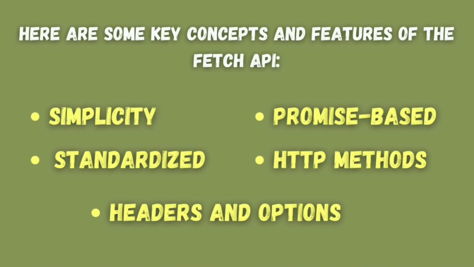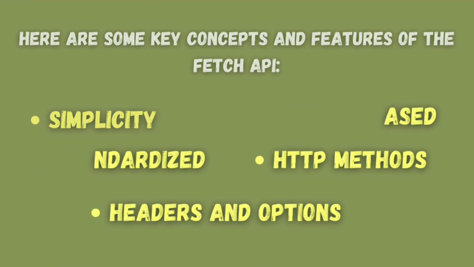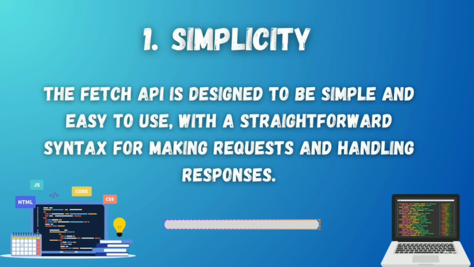Number 1 is simplicity. Number 2, promise-based. Number 3, standardized. Number 4, HTTP methods. Number 5, headers and options. Now let's discuss these one by one. Number 1 is simplicity. The Fetch API is designed to be simple and easy to use, with a straightforward syntax for making requests and handling responses.